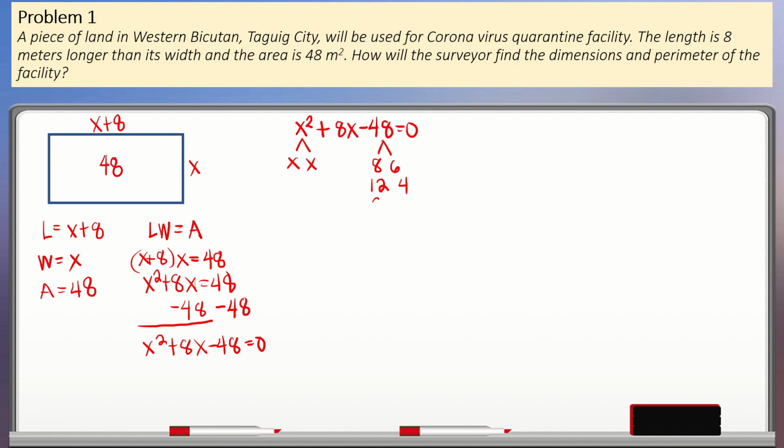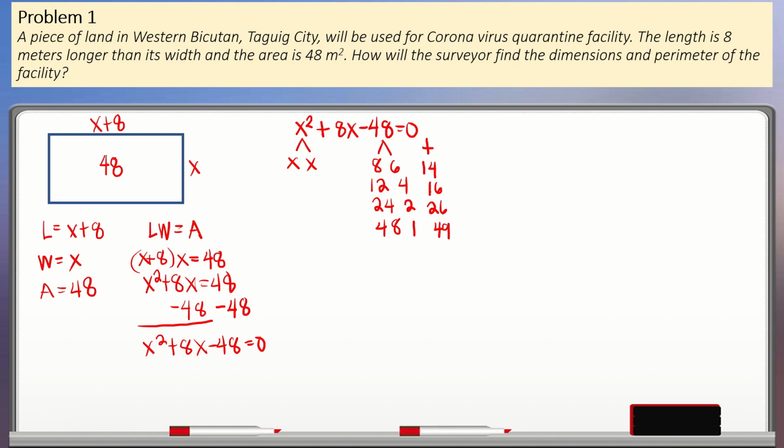And we have 24 times 2. And lastly, 48 multiplied to 1. So suppose these are all the factors of 48. Next, we will add. This becomes 8 plus 6, 14. 12 plus 4 is 16. 24 plus 2 is 26. And 48 plus 1 is 49.